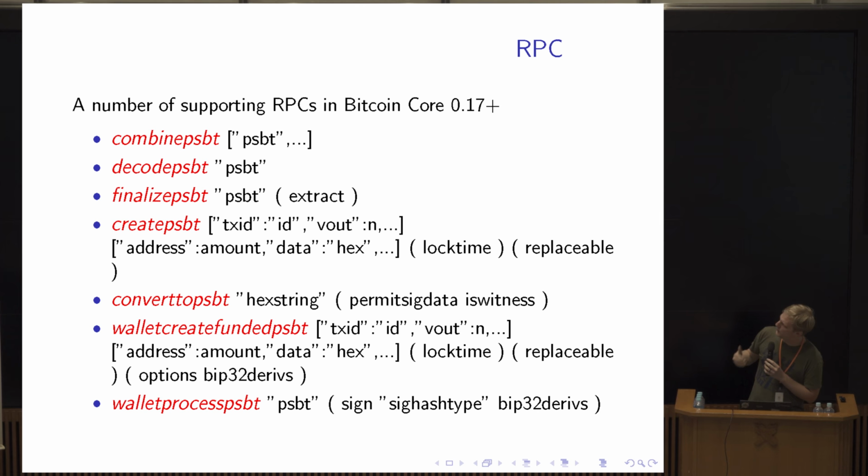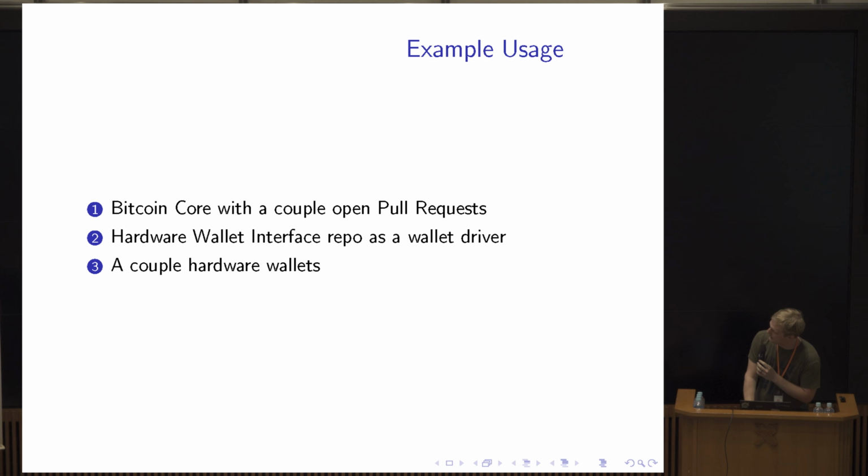And then eventually, when you think it's all done, when all the partial signatures have been finalized or are ready to be finalized, then you can call finalize PSBT. And you can do the optional extract, which is give me back the final network serialized transaction, the thing you'd actually submit to the network. And then decode PSBT is useful for just introspection. So with all these things, you can actually use them today.